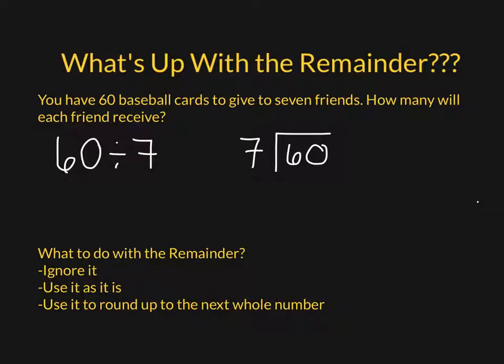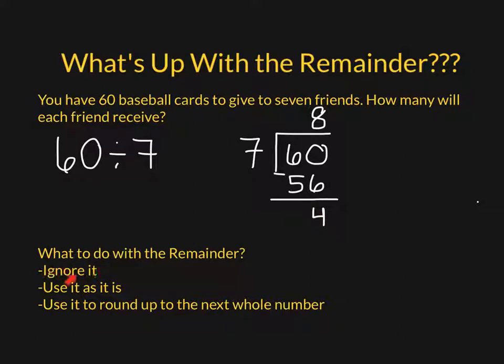7 does not go into 6, but 7 does go into 60, and it goes into 60 a total of 8 times evenly. 8 times 7 is 56. Some subtraction, and 4. Let's talk about what to do with that remainder of 4.